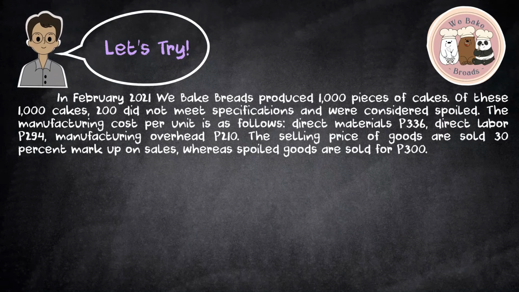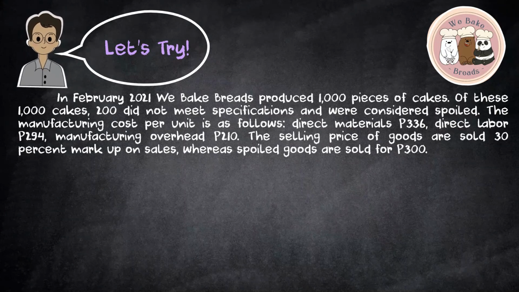The selling price of goods are sold 30% markup on sales. So, pag sinabi nating markup on sales, ang 100% dyan agad is si sales. So, 100% si sales, tapos 30% si gross profit, ang i-allocate natin for cost is 70%. Whereas spoiled goods are sold for 300 pesos. So, although hindi na namin mabibenta yung mga cakes na yun for its original price, pwede pa namin siya mabenta in a lower price, which is, ayan, for this case, is 300 pesos.